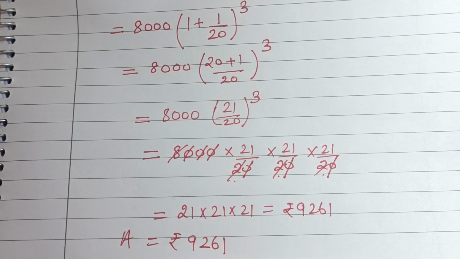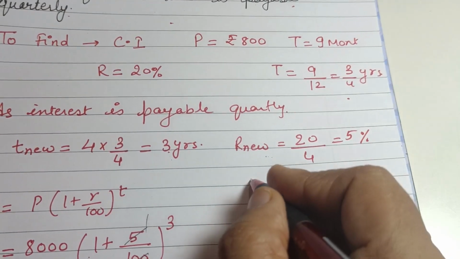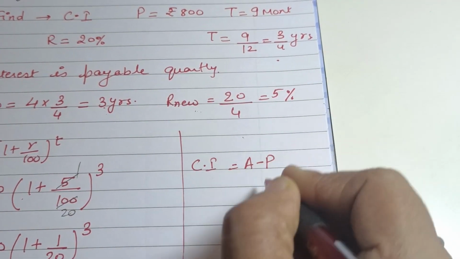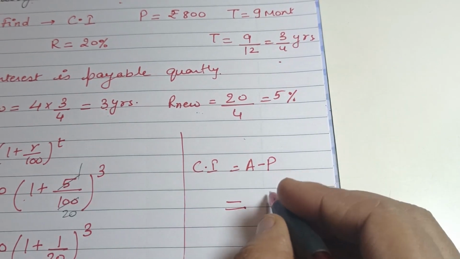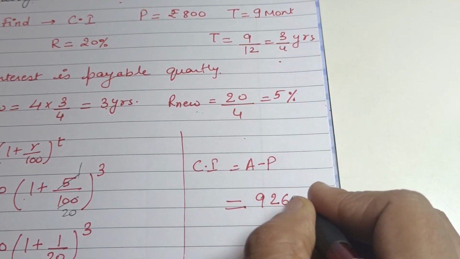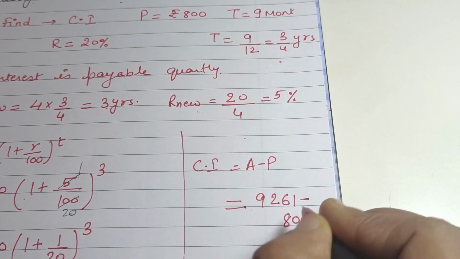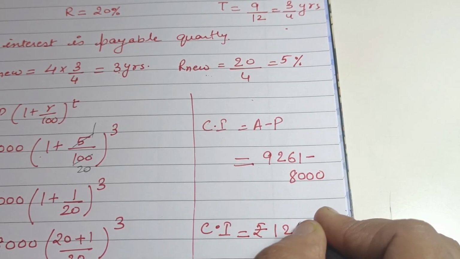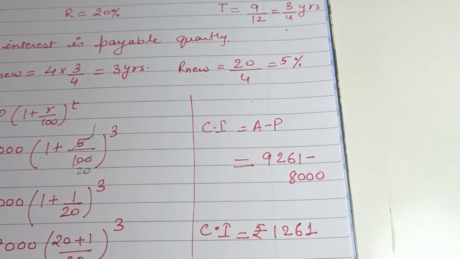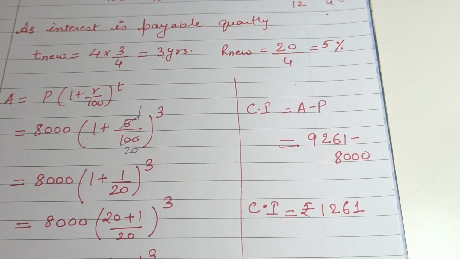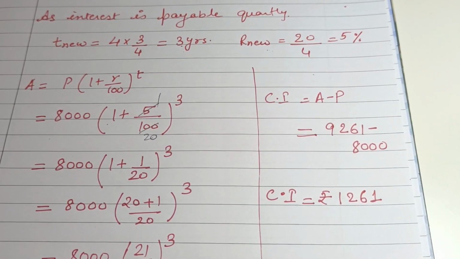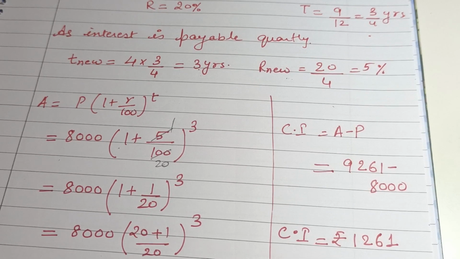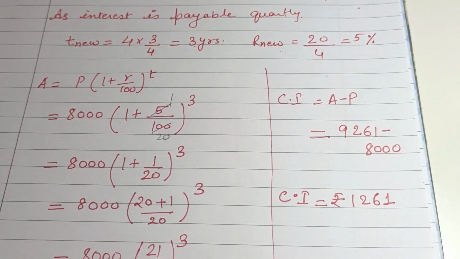But we need to calculate the CI. So let us find out the CI. CI is amount minus principal. So what is the CI? 9261 minus 8000. In this way you have got CI rupees 1261. So I hope now you have understood how to apply the formula when the conversion period is quarterly, or you can say the interest is calculated quarterly.